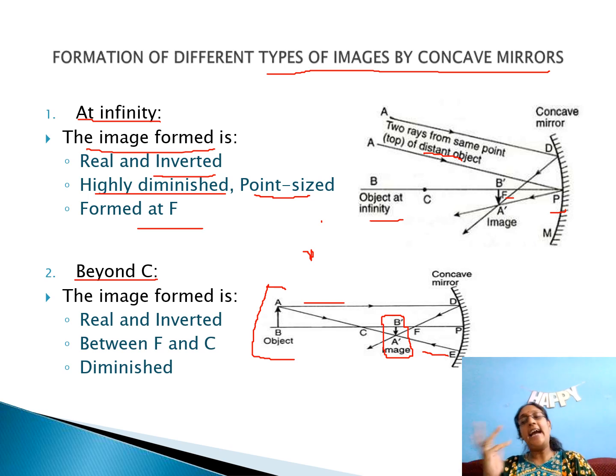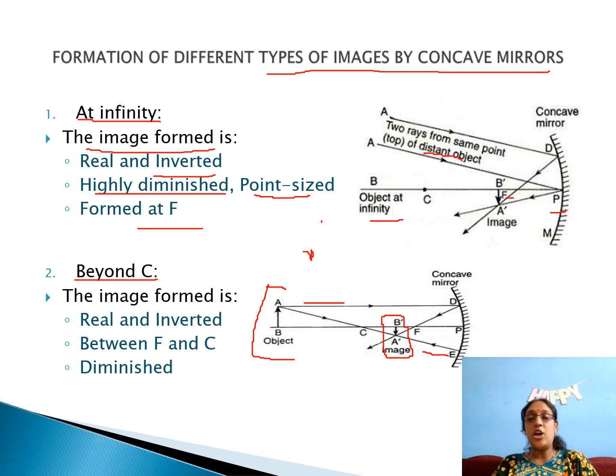So what will be the characteristics of the image when it is formed between the center of curvature and focus? It will be actually the same thing. It will be real, inverted, formed between F and C, and it is also diminished. So what can we get practically? The image is also diminished in this case. Okay, got it. This is at infinity and this is behind C. So at infinity, where do you get the image actually? The image is exactly formed at the focus. And when the object is placed at infinity and behind C, what happens behind C?